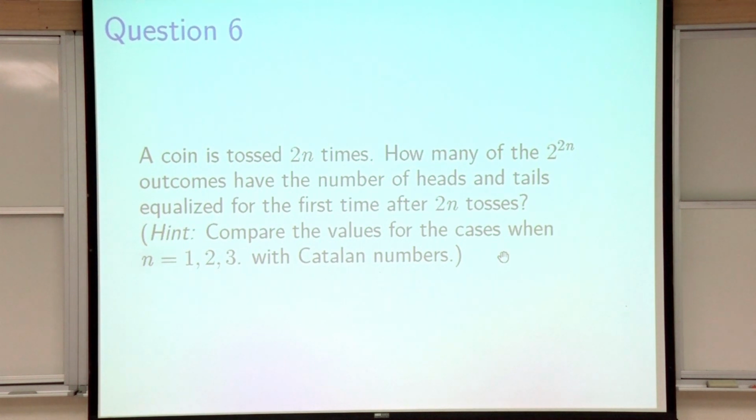And for question 6, a coin is tossed 2n times. How many of the 2 to the power 2n outcomes have the number of heads and tails equalized for the first time after 2n tosses? So we gave the key: compare the values for the cases where n equals 1, 2, 3 with the Catalan numbers.